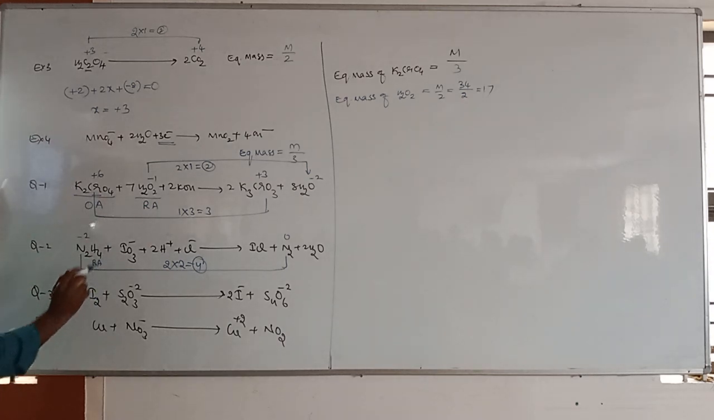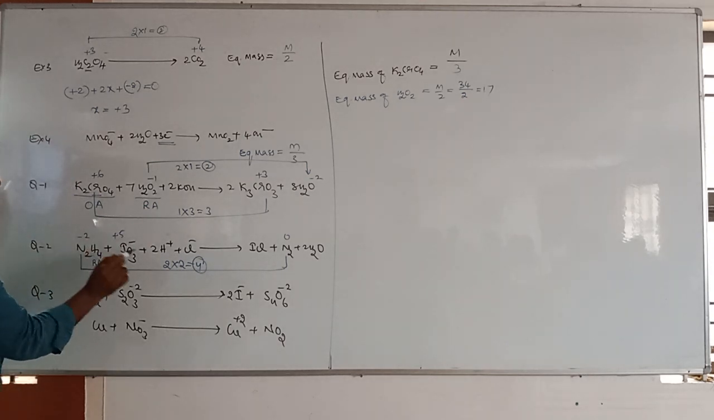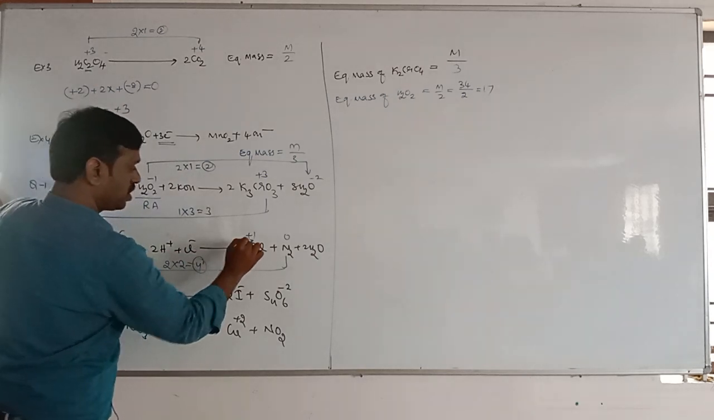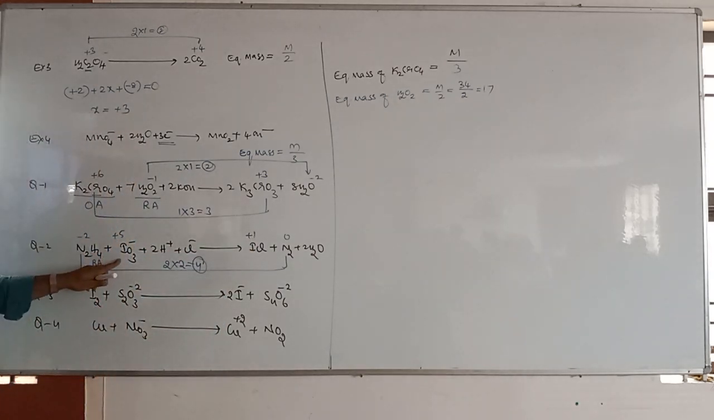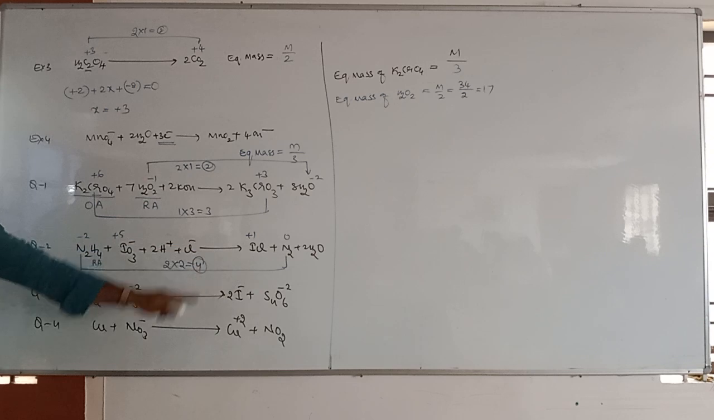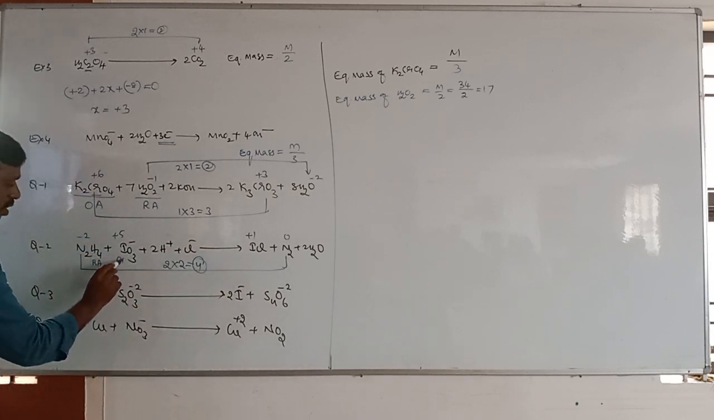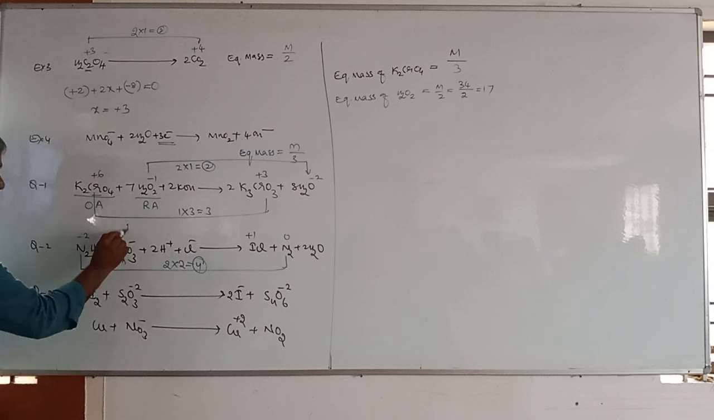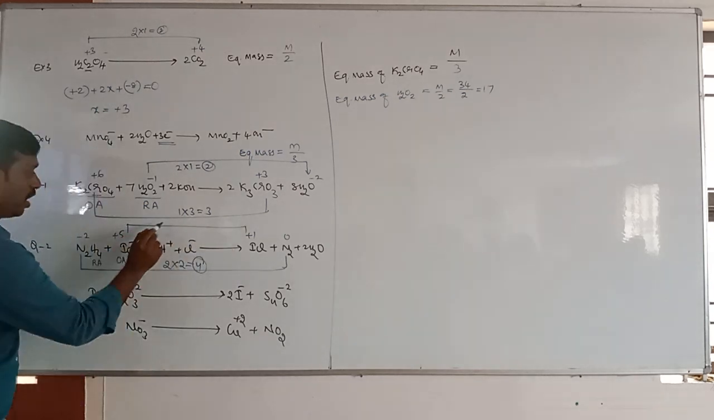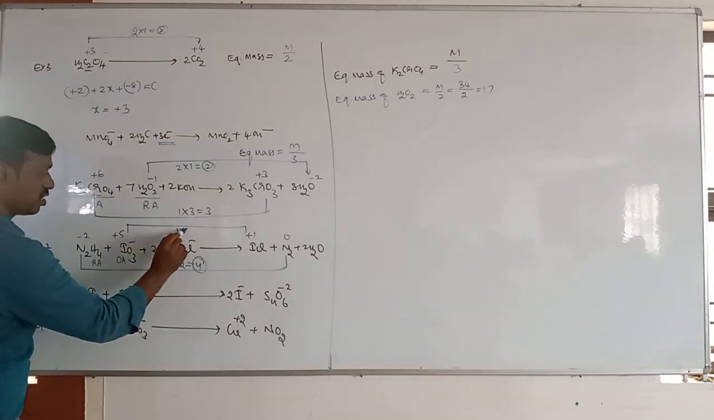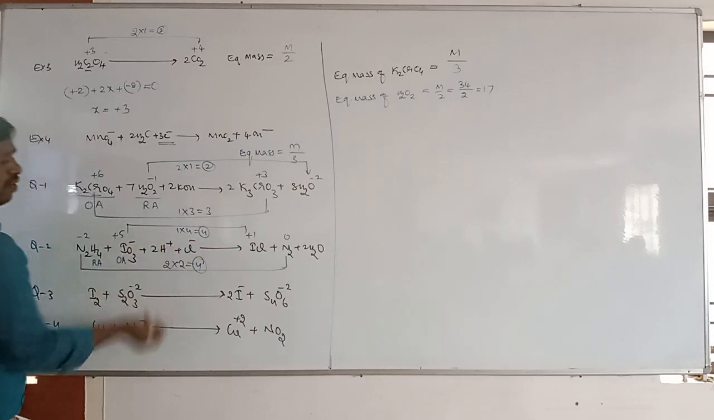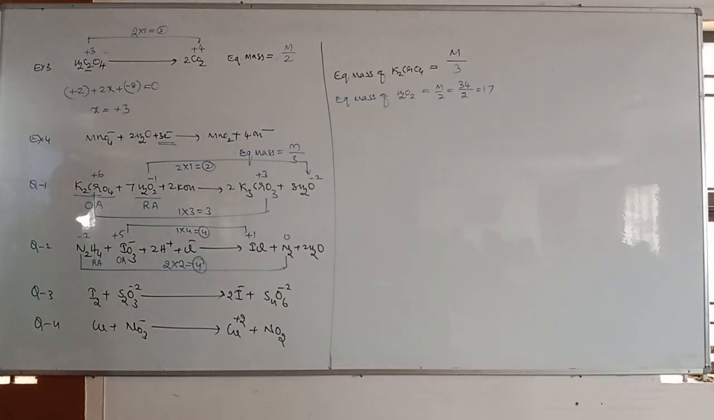Here iodine is +5 and there it is +1, so for 1 iodine the change is +5 to +1, which is reduction. Therefore it is an oxidizing agent. What is the change? For 1 iodine, the change is 4, so M by 4. Similarly, you will do this, it was a previous NEET question.